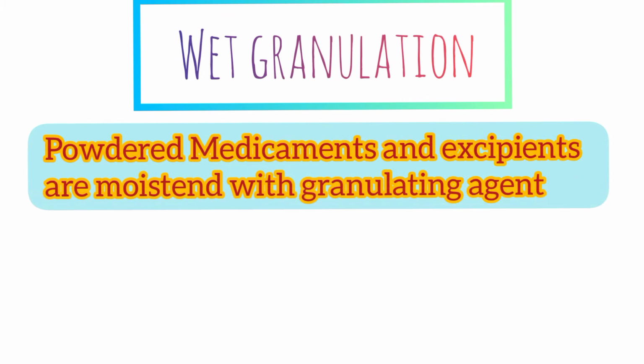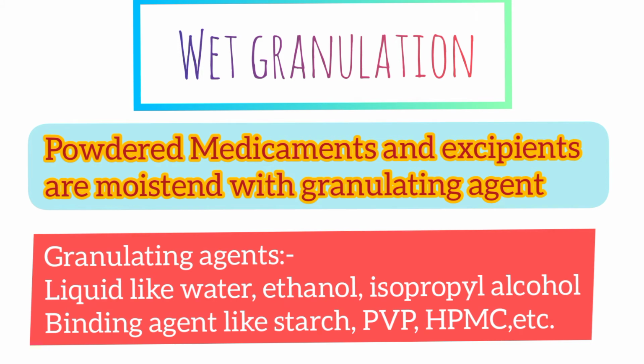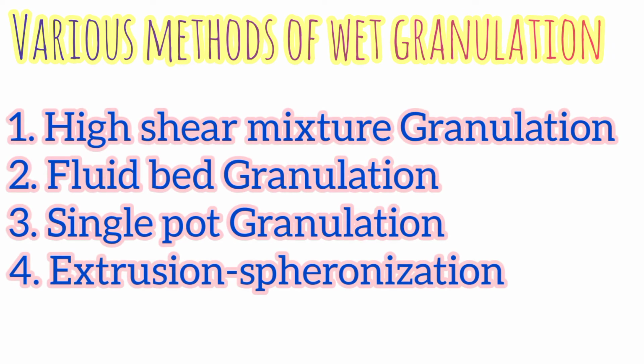If you talk about wet granulation, it is the converting of powdered material into granules by using some granulating agents. As granulating agents, we generally use solvents like water, ethanol, isopropyl alcohol, etc. For binding agents, we use starch, PVP, HPMC. So now let's see various methods of wet granulation. First one is high shear mixer granulation, second is fluid bed granulation, third is single pot granulation, and fourth is extrusion-spheronization technique.